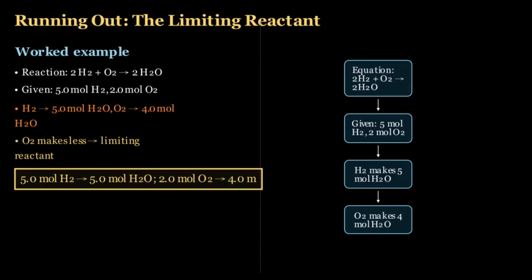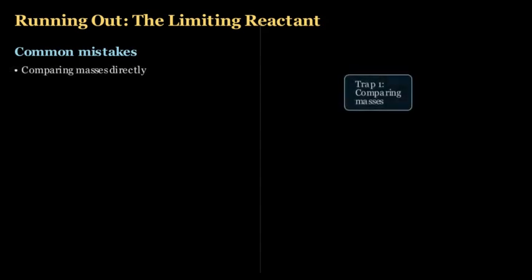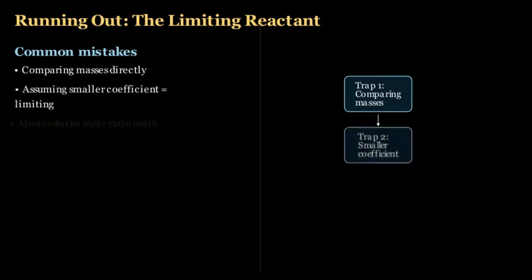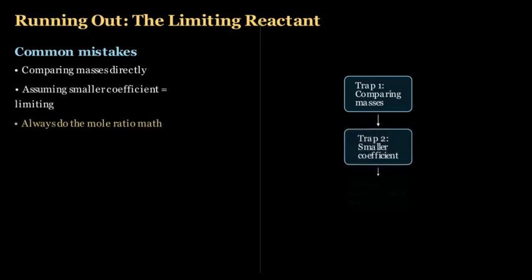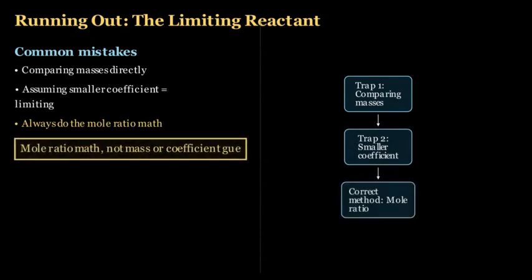Watch out for 2 traps. First, never just compare the masses of your reactants. A big pile of one thing doesn't mean it's in excess, because molecules have different weights. Second, don't assume the reactant with the smaller coefficient in the equation is automatically limiting. The only way to know for sure is to do the mole ratio calculation for every reactant and see which one makes the least product.